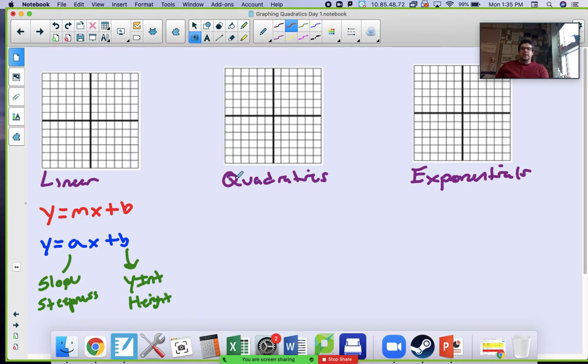Quadratics, in their standard form, ax squared plus bx plus c, follow a similar kind of motion.